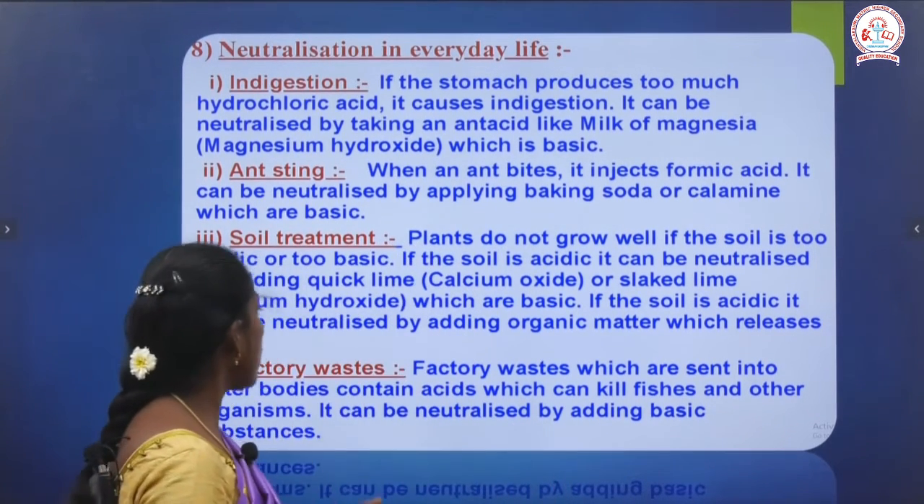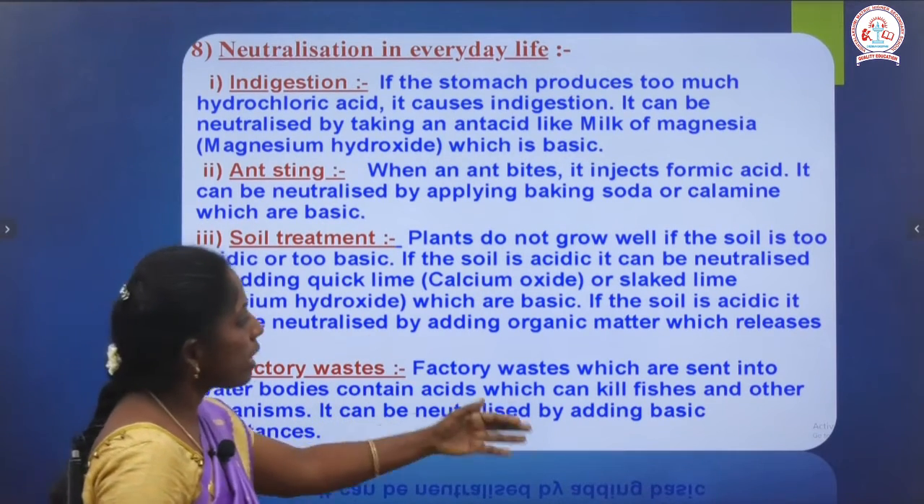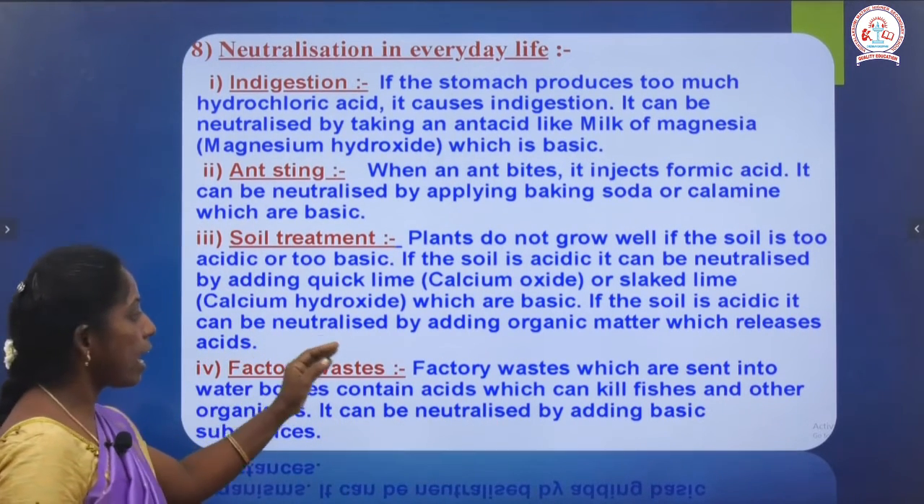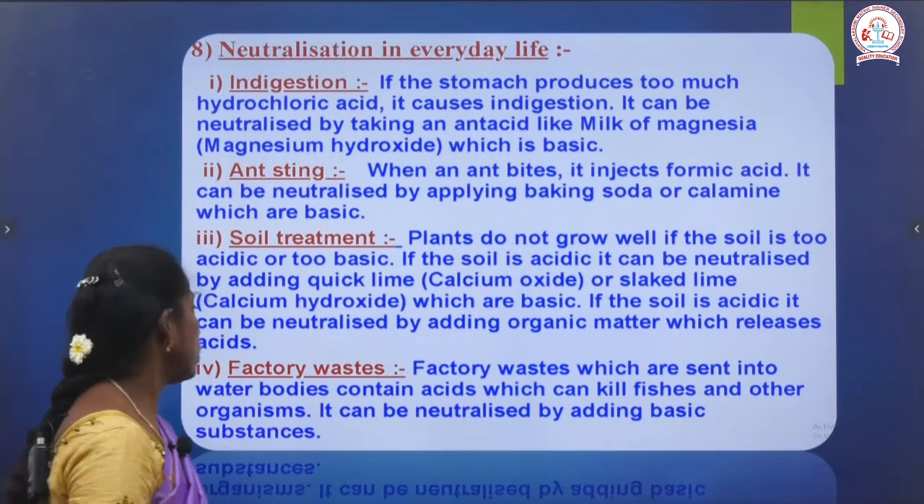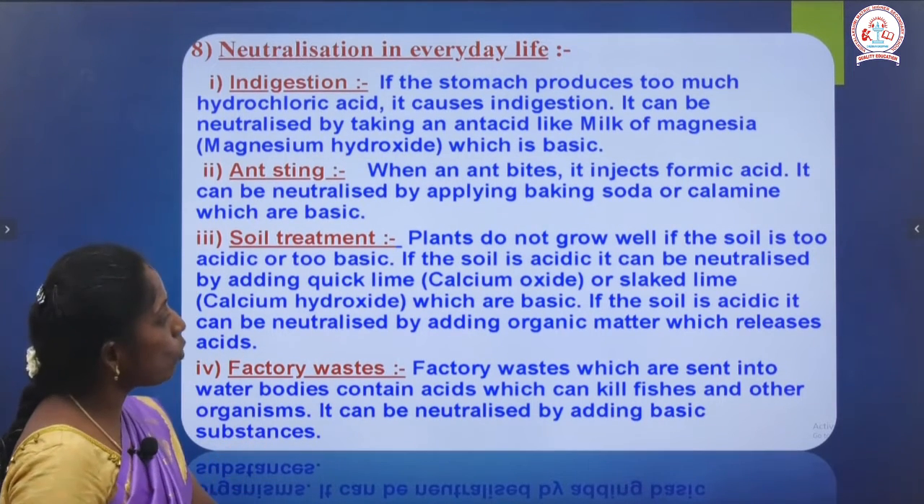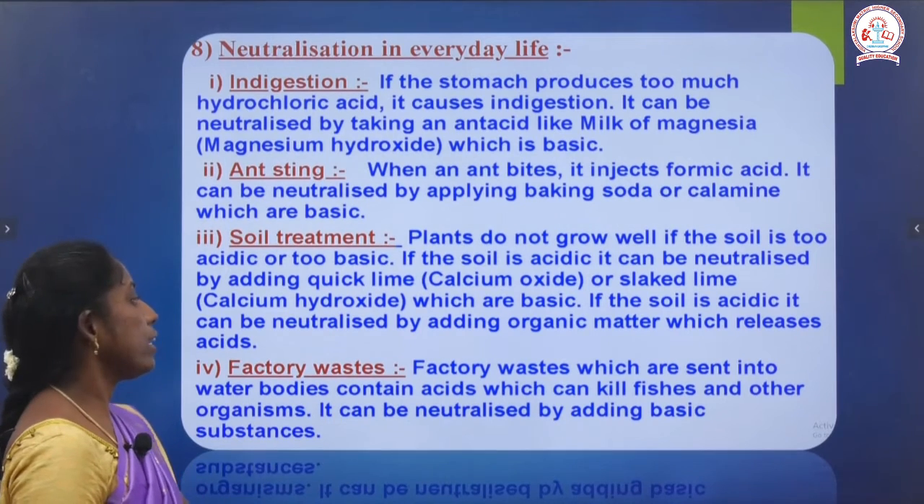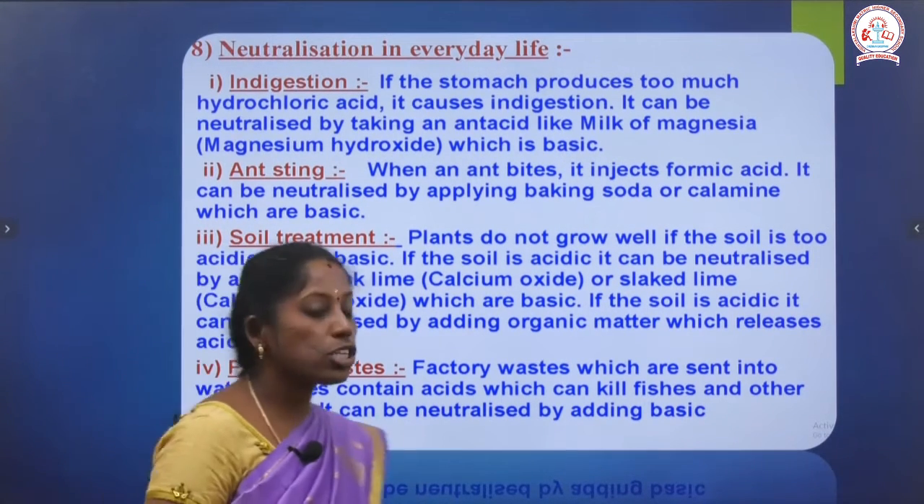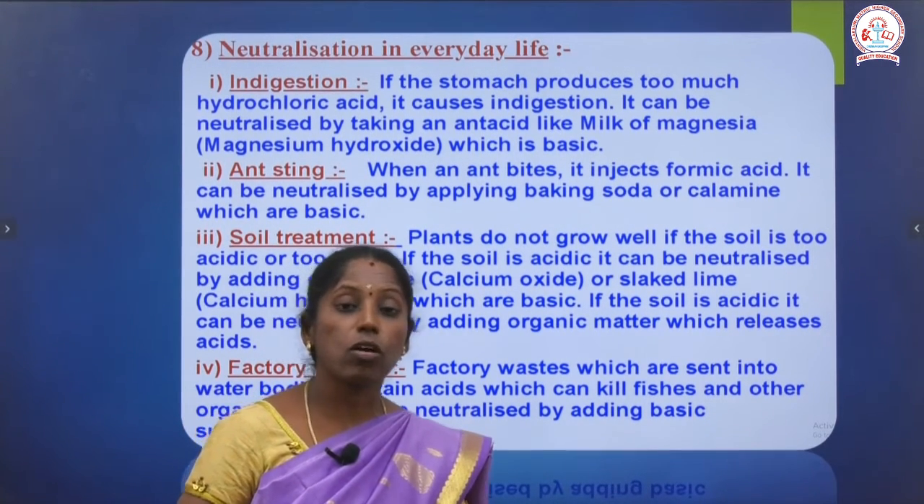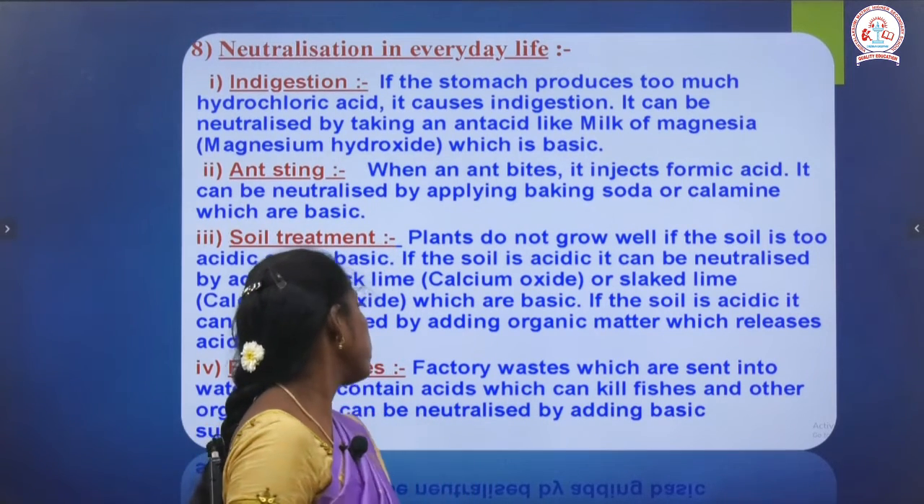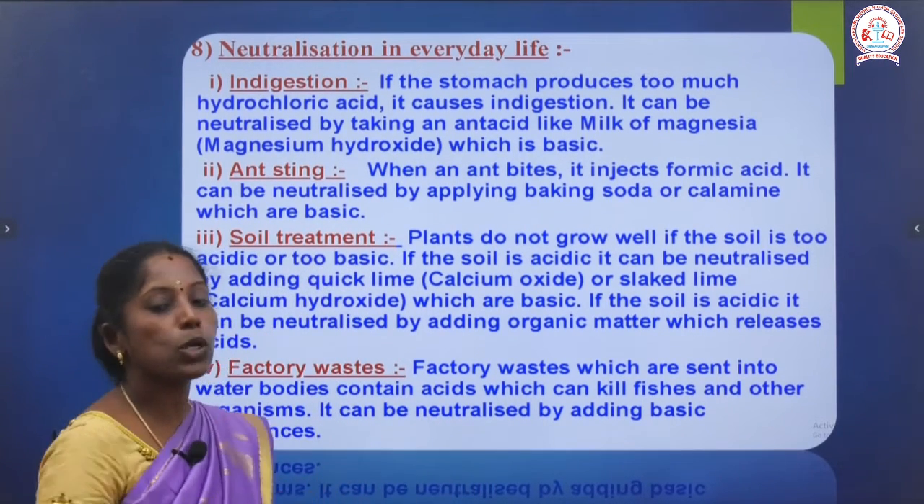If a soil is more acidic, we can add organic matter. Otherwise, we can add quicklime or slaked lime, that is calcium oxide or calcium hydroxide, which is called lime. When we add that, the soil gets neutralized.